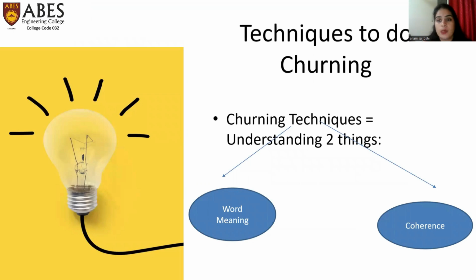Churning is a technique because you are breaking the whole reading material into different parts, and you are trying to get the insight of a particular topic or angle of the reading material. Churning is a technique because you are trying to find out the concept, and here you are using your analytical skills at a greater scale. In this technique you use word meaning and coherence. There are two things you need to understand.